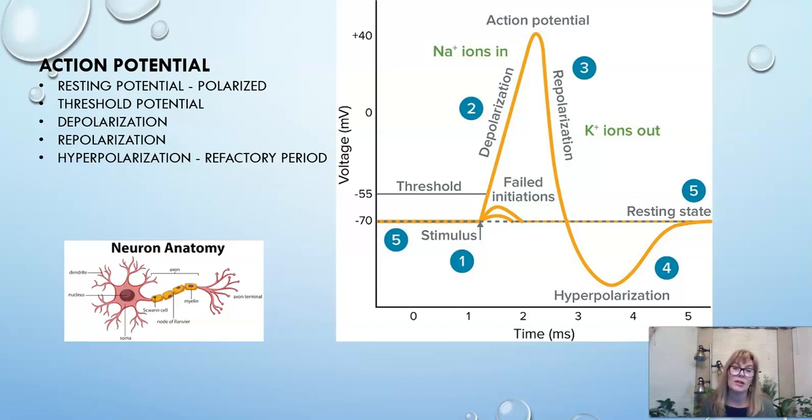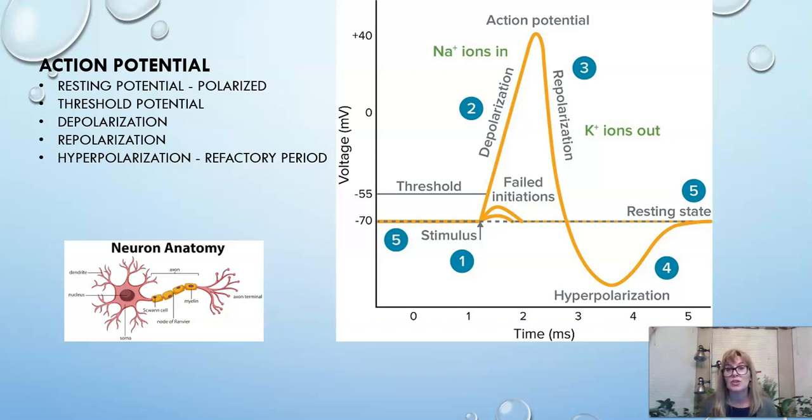If you are receiving a little bit of input, if you can reach up to a threshold of negative 55, from that point on, you have initiated the beginning of an action potential where your sodium ions are going to start to rush into the cell. Potassium ions are going to leave. You are going to flip the electric current within the cell, and depolarization is going to occur.